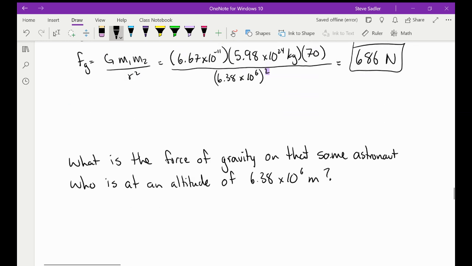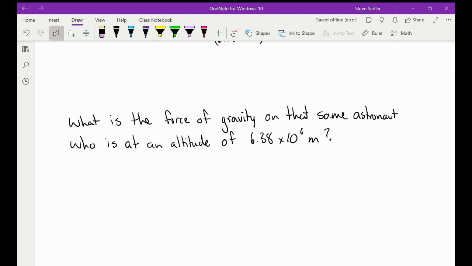All right. What is the force of gravity on the same astronaut? I'm going to write this down before I forget. 70 kilograms, who is at an altitude of 6.38 times 10 to the 6. All right, so let's draw this.